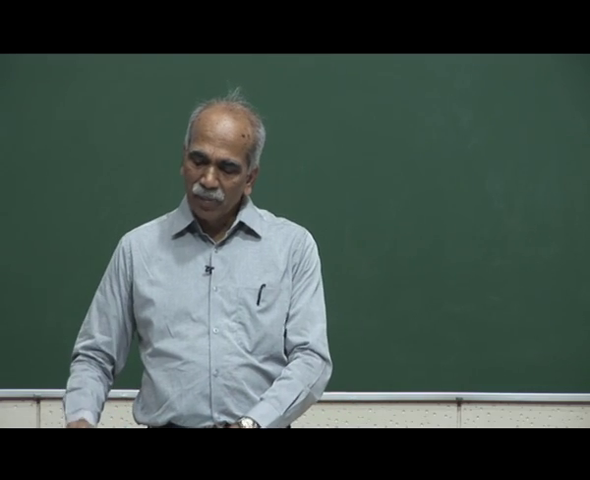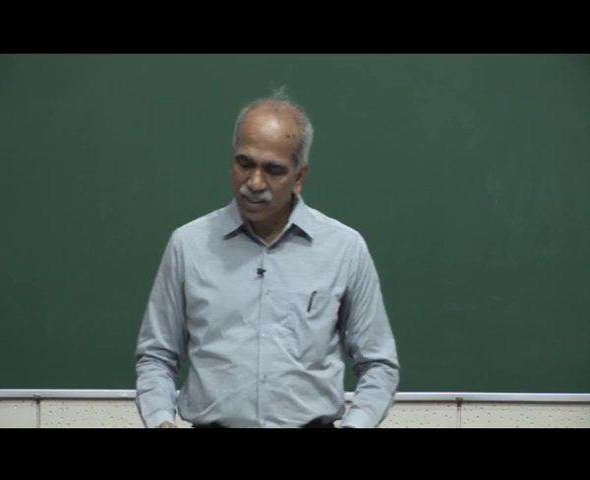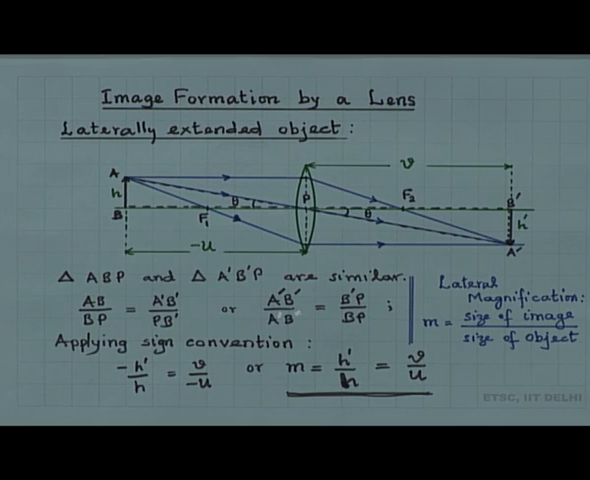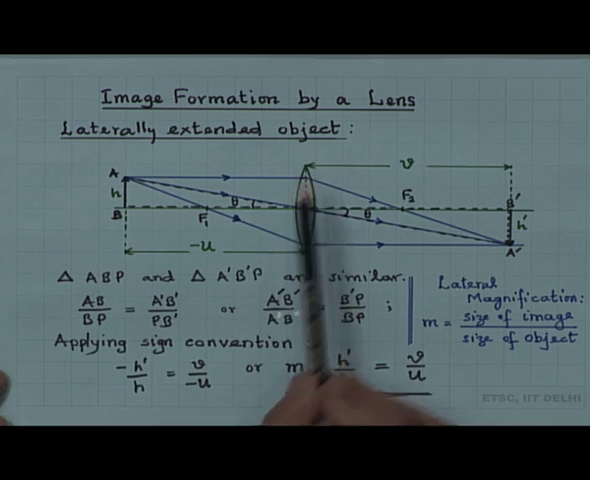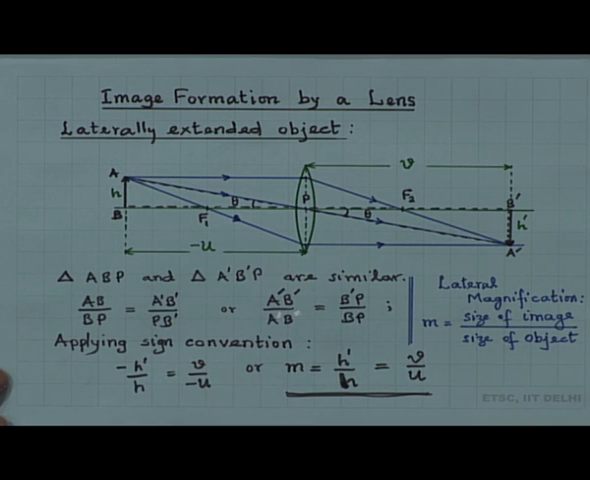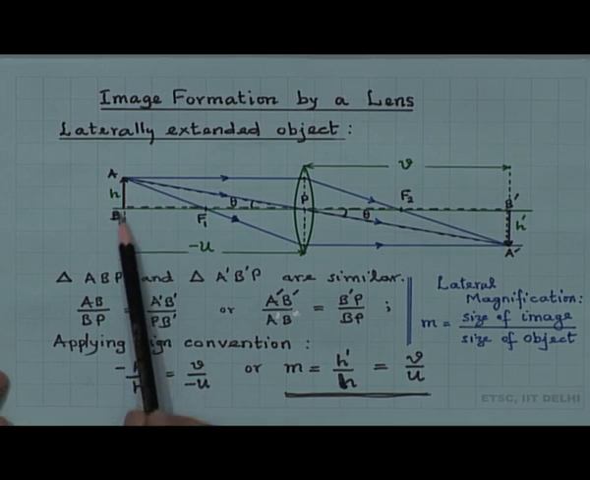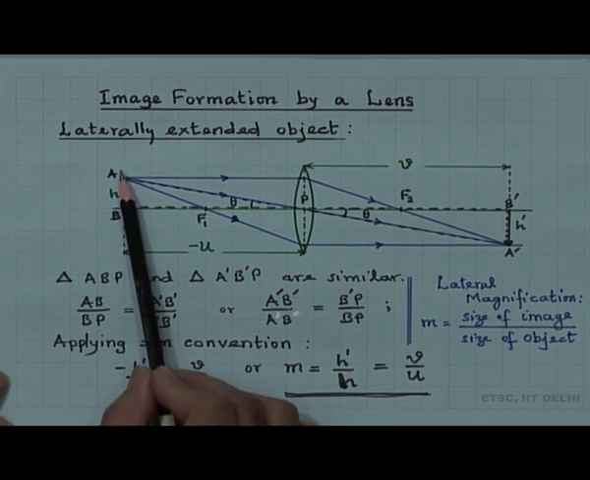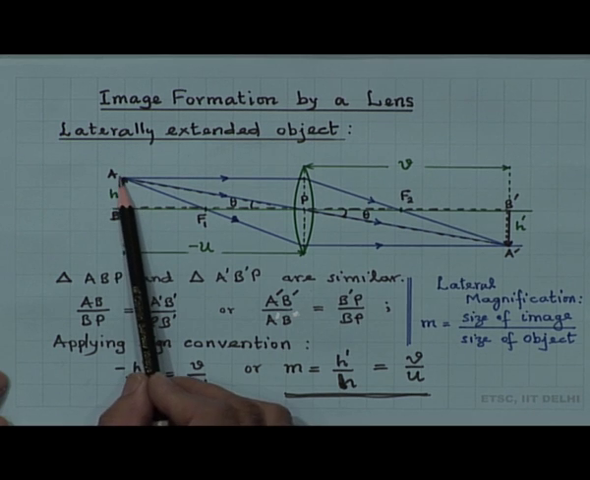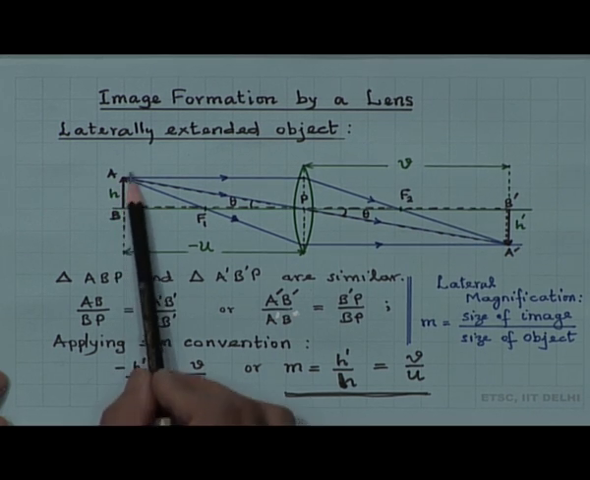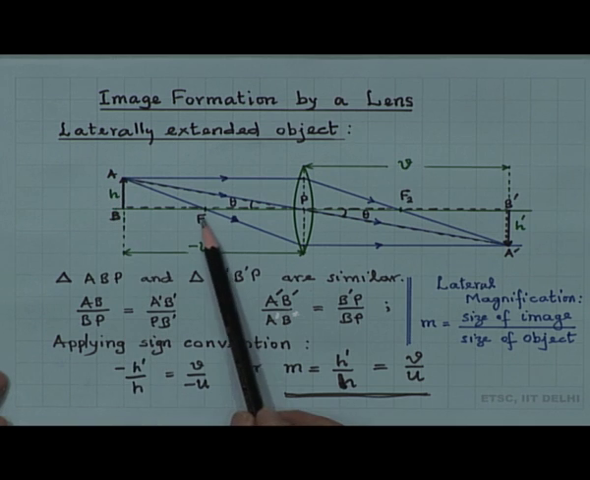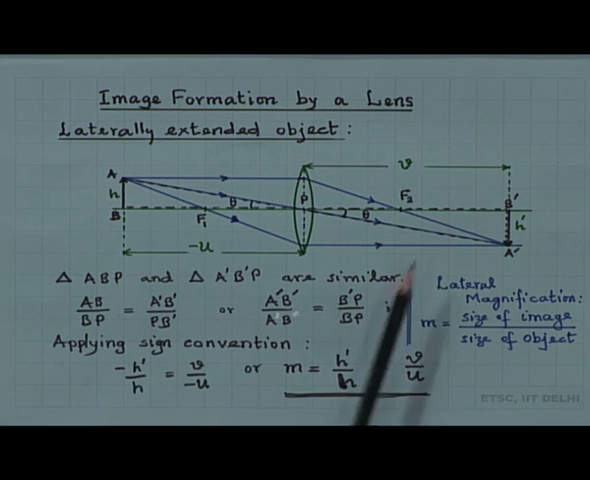So, let me briefly discuss formation of images. We have discussed formation of images in detail in the case of mirrors. So, now we are discussing formation of images by a lens. Laterally extended object, I have already discussed formation of image of a point object, but now we are considering a laterally extended object, that is a line object here of dimension AB. AB is the object, F1 is the first principal focus, F2 is the second principal focus.